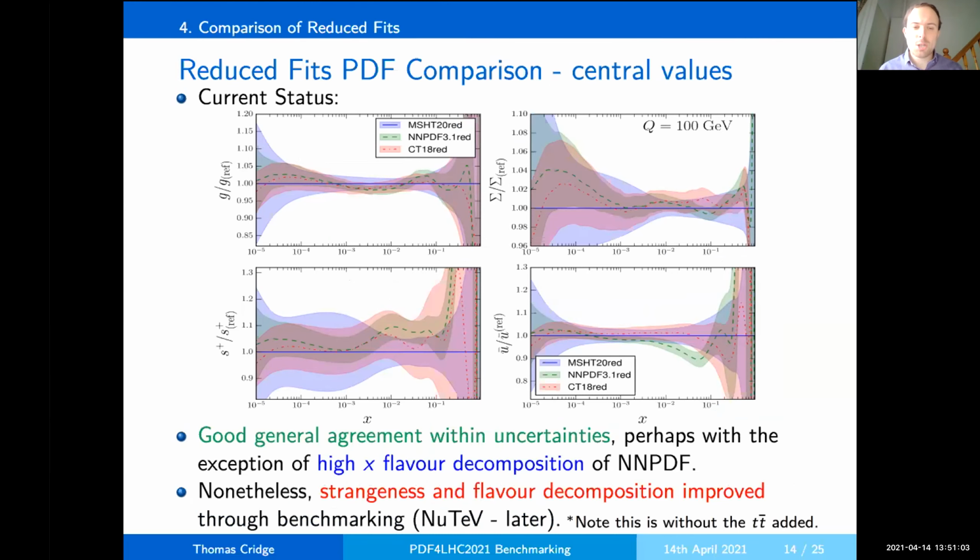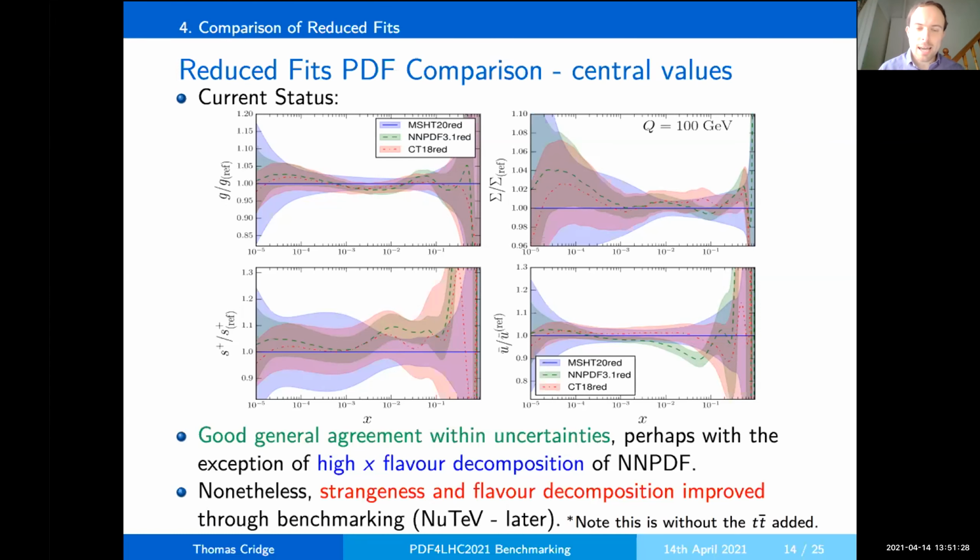Perhaps an exception to this is if you look in the bottom right for the u-bar, the NNPDF 3.1 reduced fit u-bar in green is slightly lower than the others, perhaps showing some high-x flavor decomposition difference remaining. Also in the bottom left, you can see the NNPDF 3.1 strangeness is perhaps slightly higher than the other groups in the 10^-2, 10^-1 region, but within uncertainties. But I'm going to reference that later when I discuss the NuTeV data treatment.